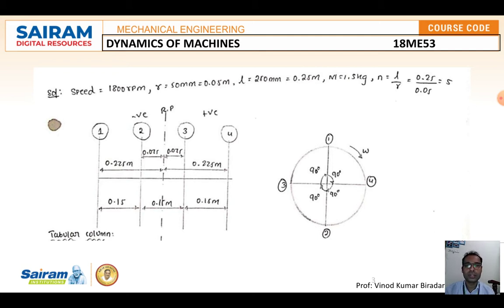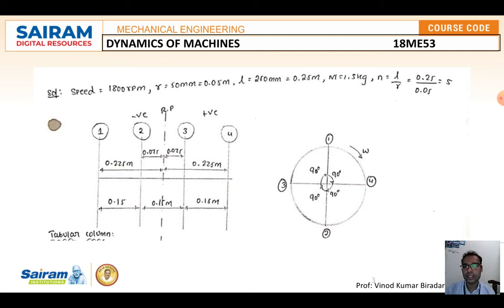To solve this type of reciprocating mass balancing problem, we need the obliquity ratio, denoted by n. It is defined as the ratio of length to radius. The length is given, the radius is given, and dividing 0.25 by 0.05 gives 5. So we calculate this obliquity ratio, n equals 5.